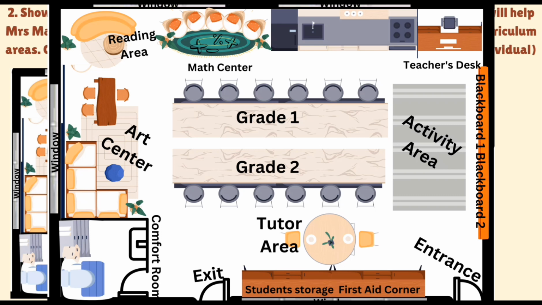To help Mrs. Maru's problem, I created or designed this floor plan by using the Canva app. You have 2 doors, the entrance and exit, a tutor area, student storage, and first aid corner. And in the front is Blackboard 1 and Blackboard 2. Then the activity area and the teacher's desk, the hand washing area and math center, reading area, and art center. Then comfort room. Then you have the grade 1 and grade 2 tables with chairs.